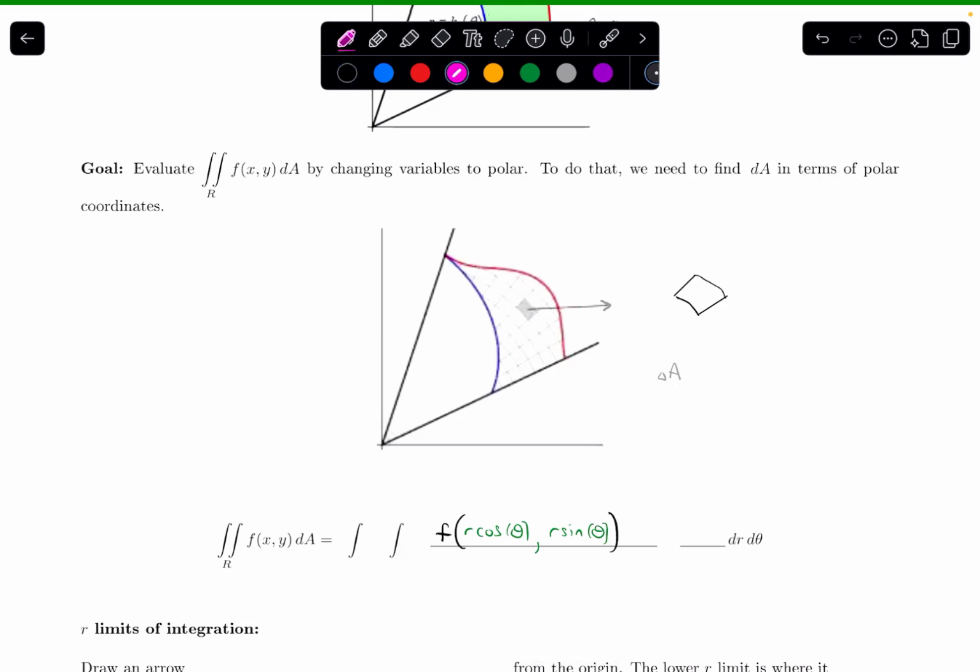What I'm going to notice is that this length right here is actually an arc length of a circle. So what does arc length equal? To get the arc length, I need to know the radius of the circle. If I draw this radius, I'm going to call that radius r. The other thing I need to know is the angle that is swept across. If I draw this other line and look at this angle, I'm going to call that angle delta theta. And the arc length is the radius times that angle, r delta theta.